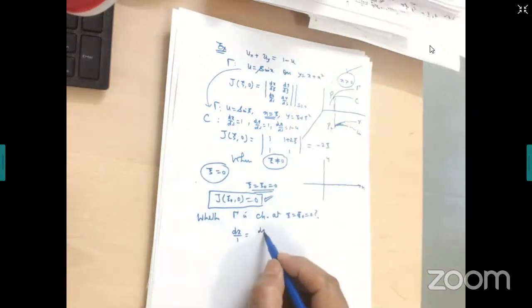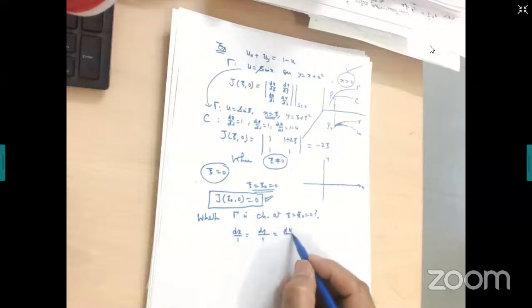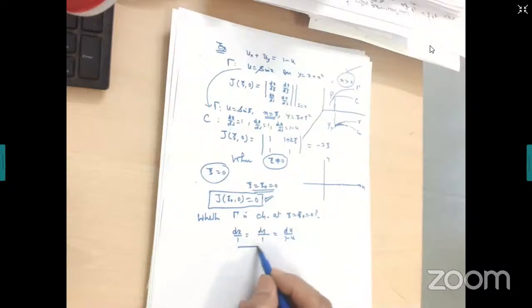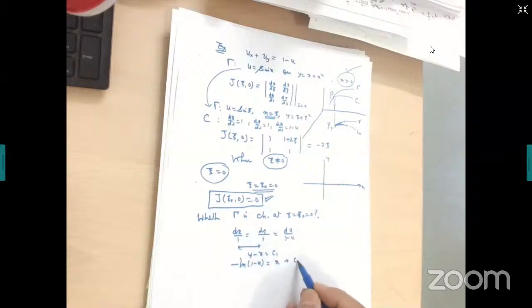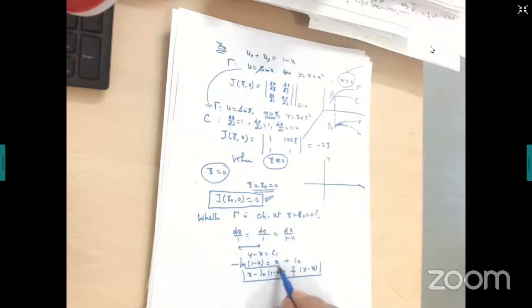So what are Lagrange's equations? dy upon 1 is du upon 1 minus u. From here you get y minus x is equal to some constant. And from here you get minus ln of 1 minus u is equal to x plus some constant. So from here I can say that x minus ln of 1 minus u is some function of y minus x. This is the general form of the solution, right?